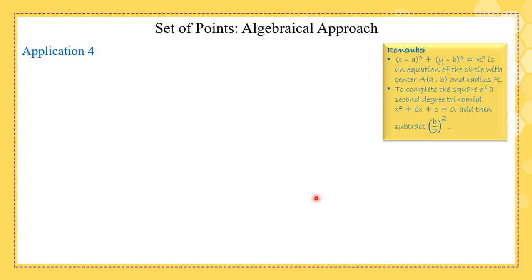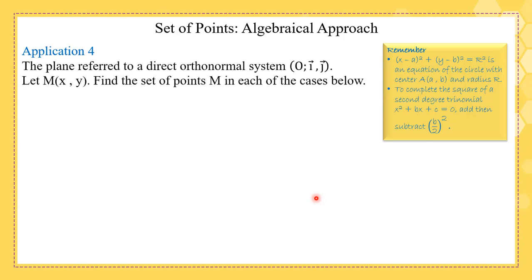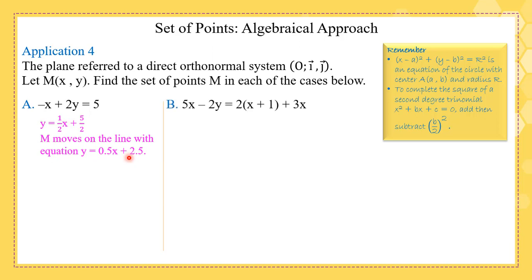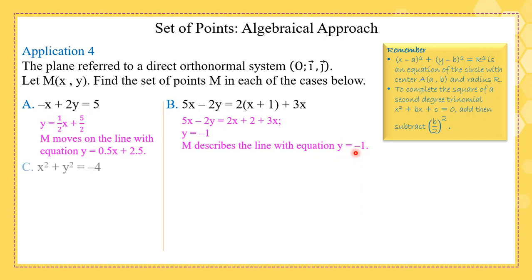Now let's see the application. We need to find the set of points M in the first case. Try to do it alone. So this would be a straight line whose equation is y equals half x plus 2.5. The second case, try also to do it alone. We reorganize it, we get y equals negative 1, so M moves on a straight line with equation y equals negative 1.